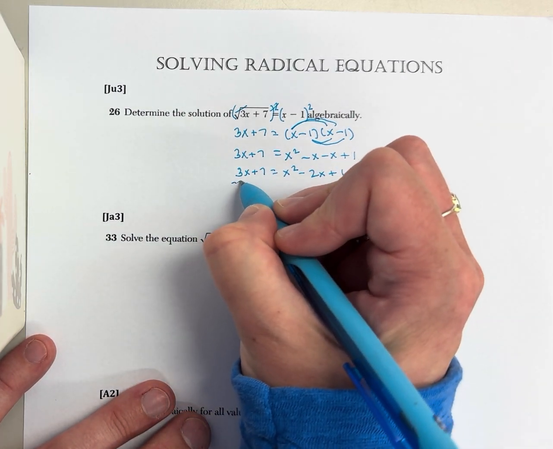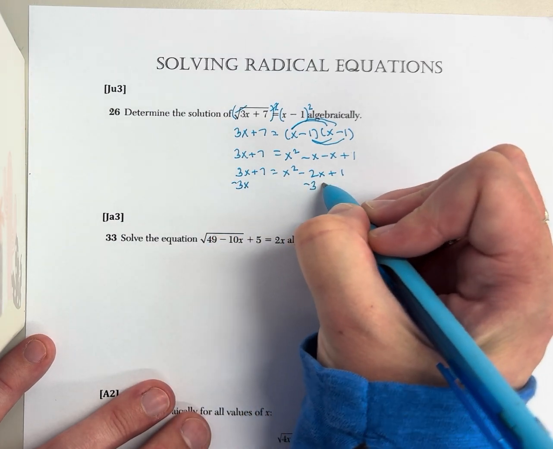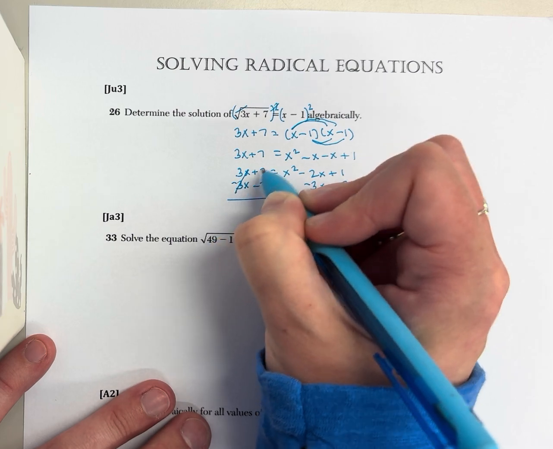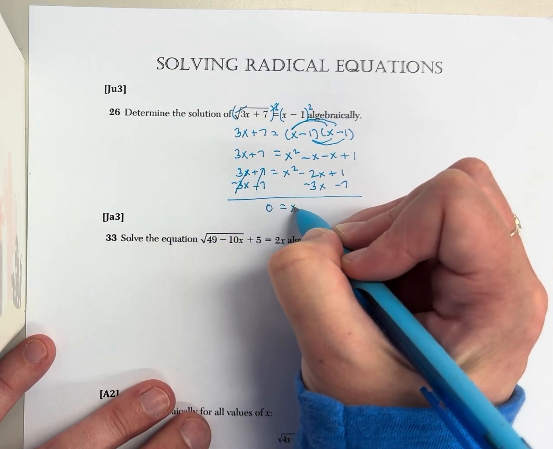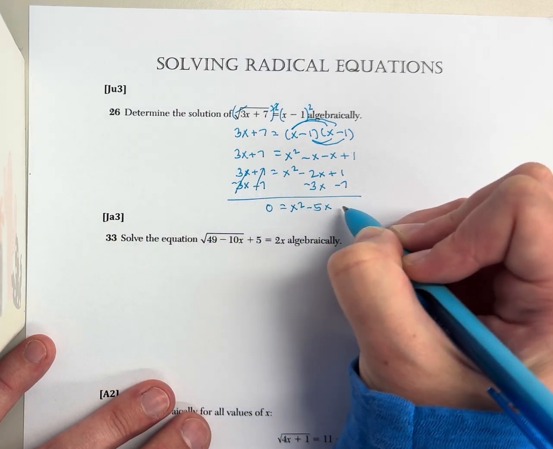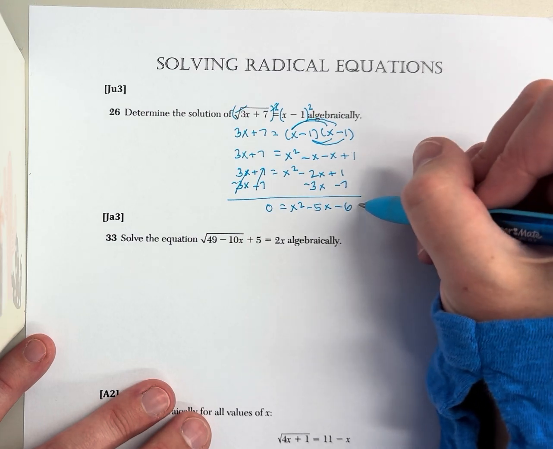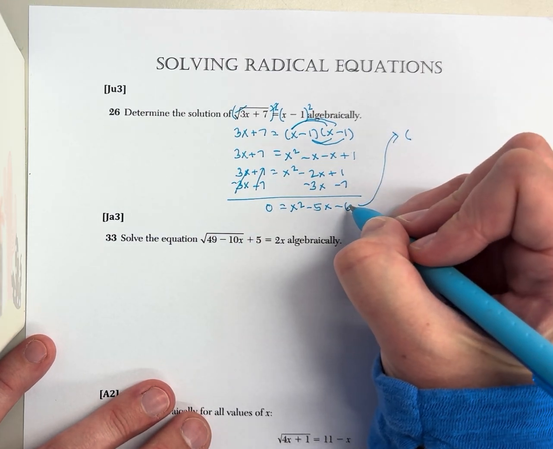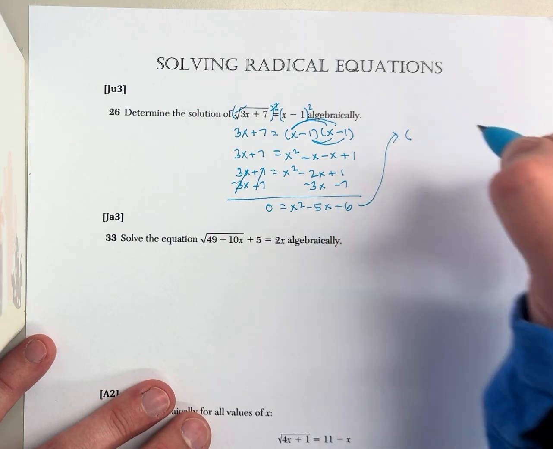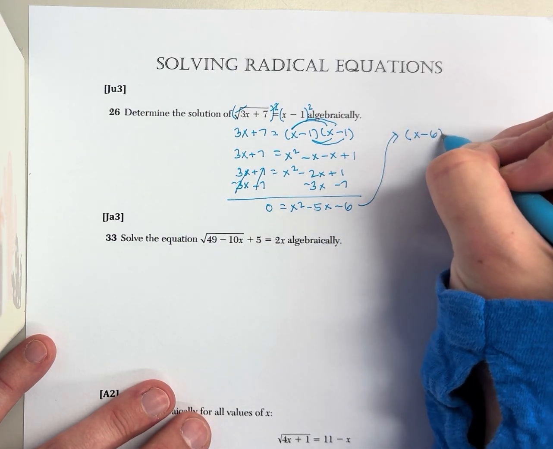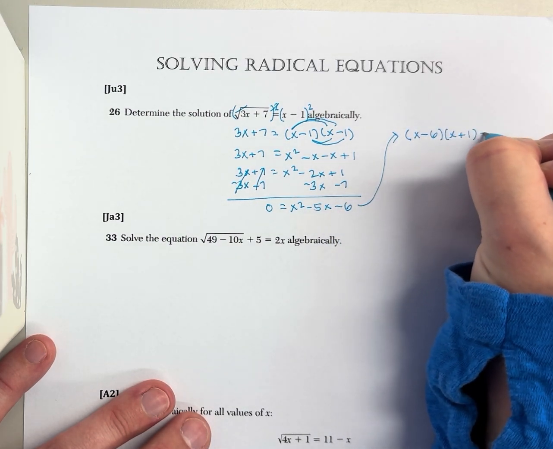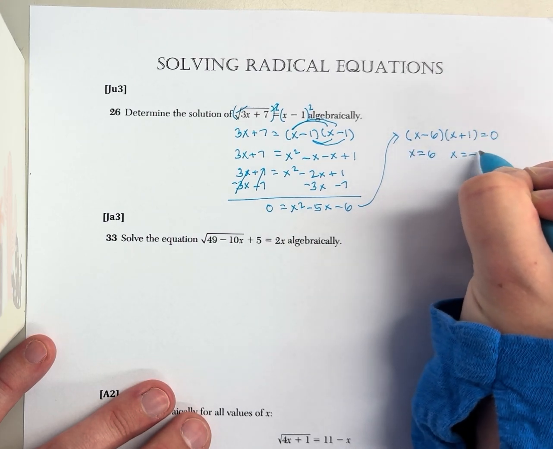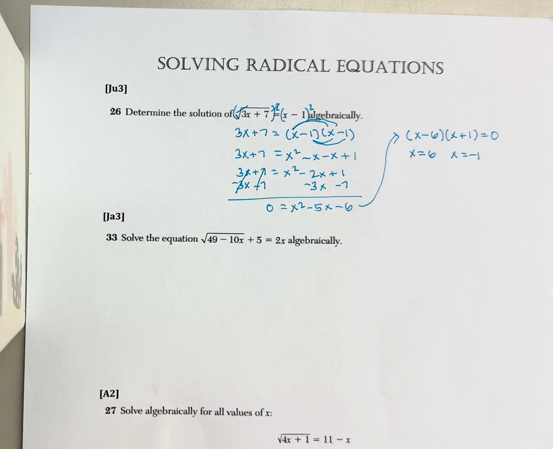To set this equal to 0, I'm going to subtract 3x and subtract 7. So 0 equals x squared minus 5x minus 6. Now I'm going to factor this, or you can use your calculator to solve. Numbers that multiply to negative 6 and add up to negative 5. That would be negative 6 and positive 1. So final answers would be 6 and negative 1. Now we need to check.